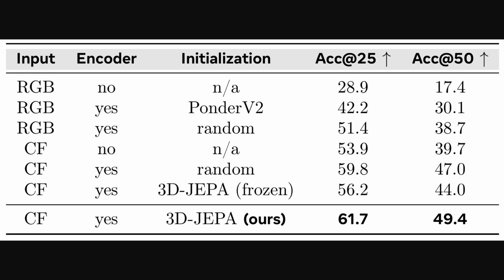But the real key is that when using these concept fusion features, pre-training the encoder with the 3D-JEPA method, and then fine-tuning it, achieves that top ACC at 25 score of 61.7%. This really shows how crucial both advanced features and the specialized 3D-JEPA pre-training are.